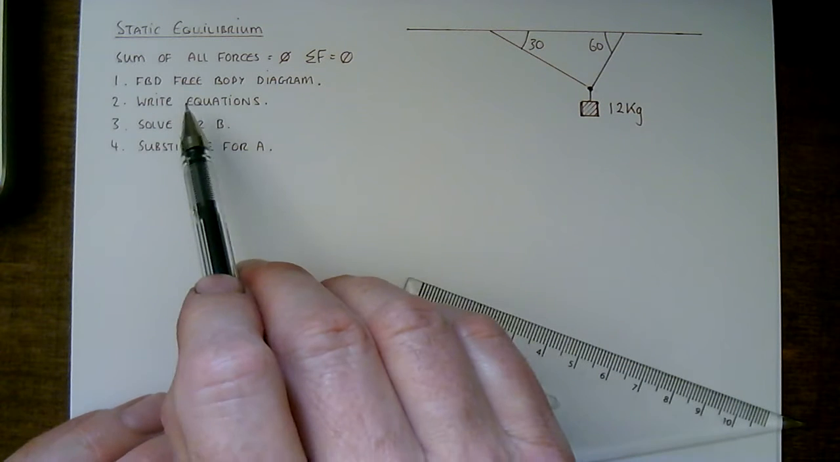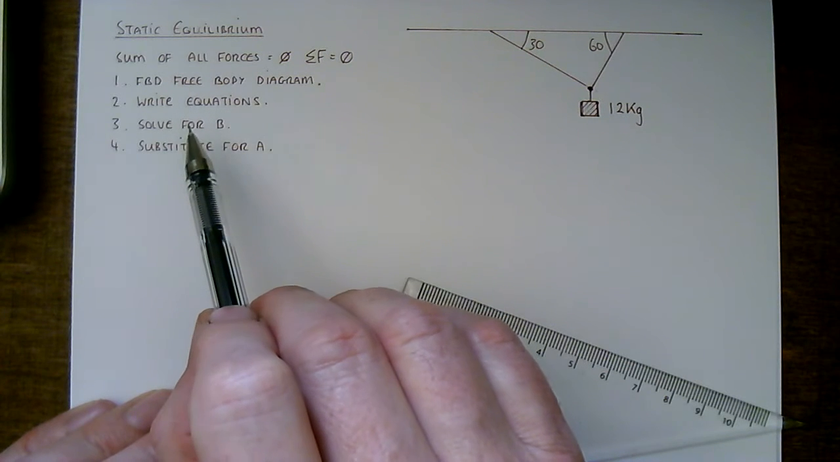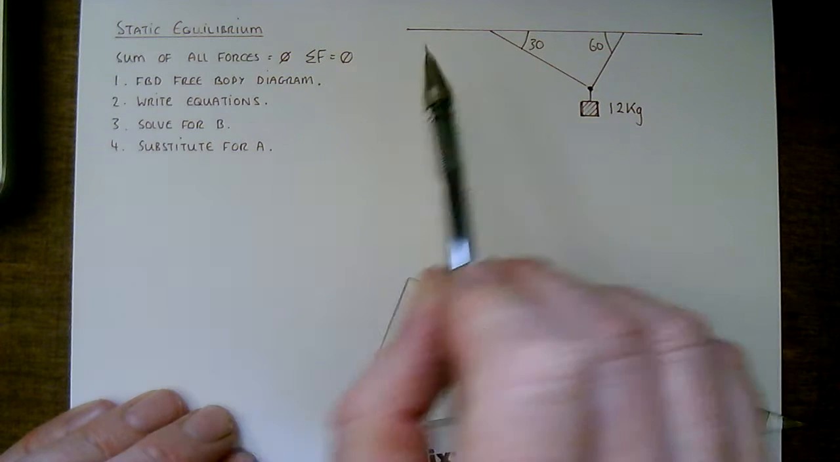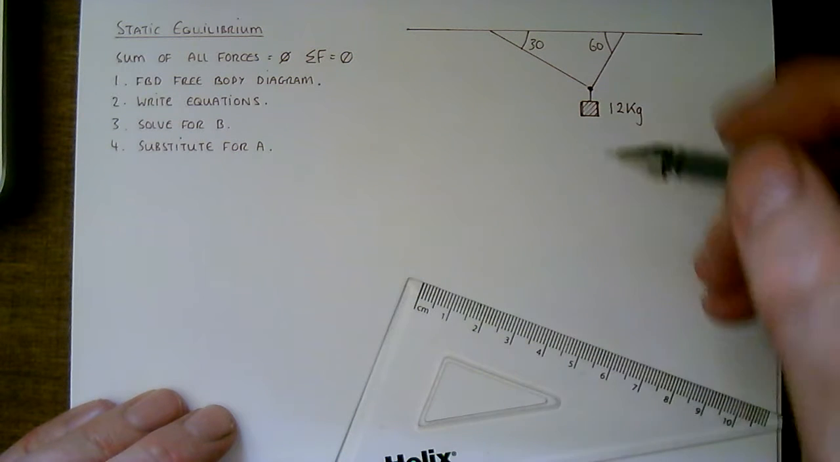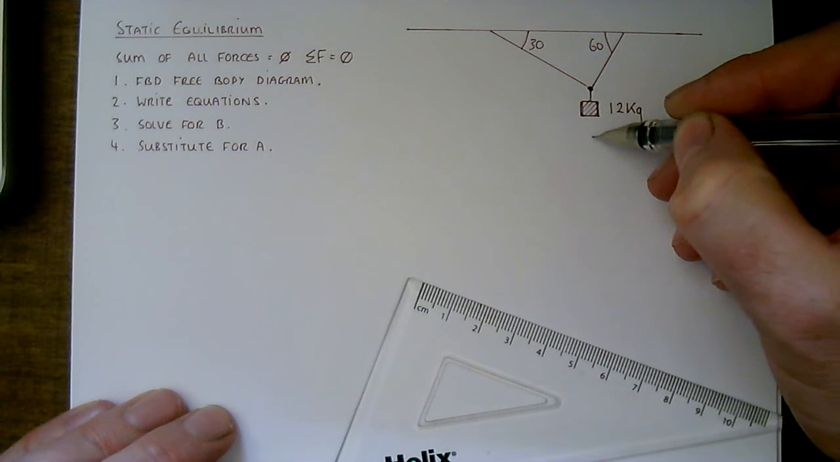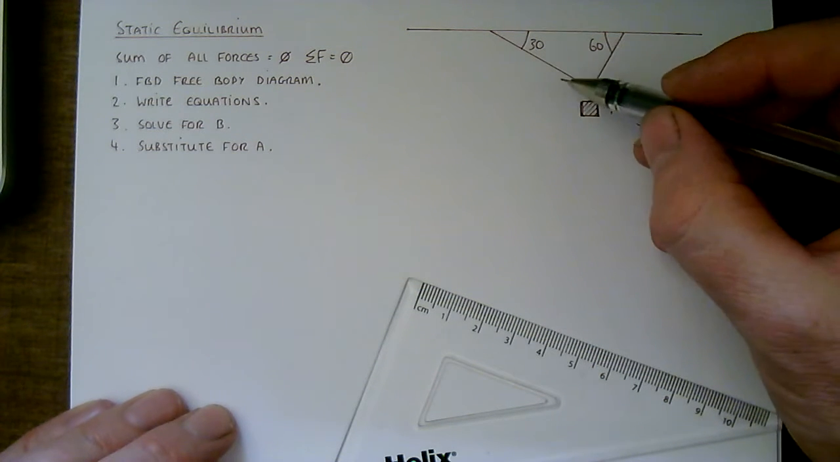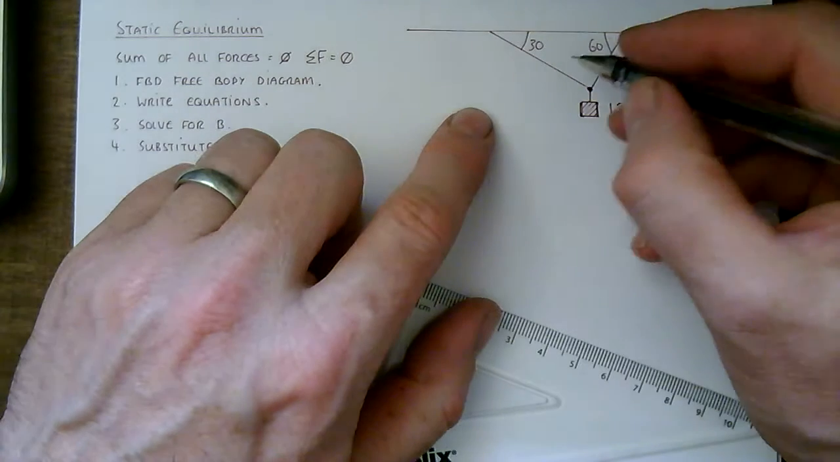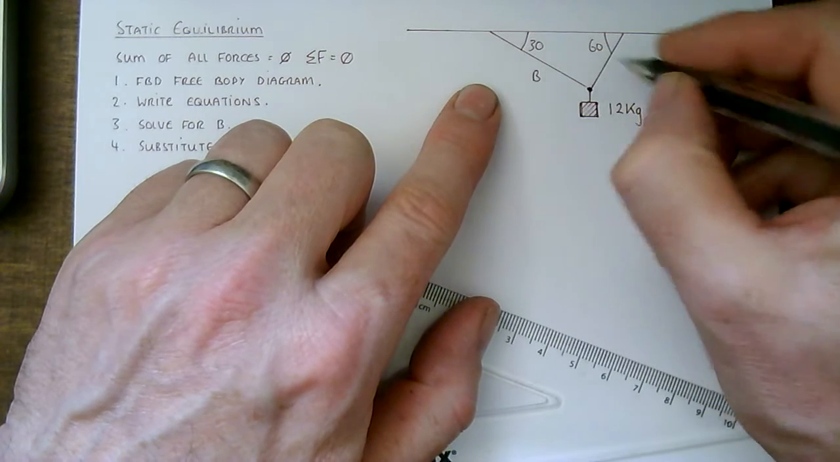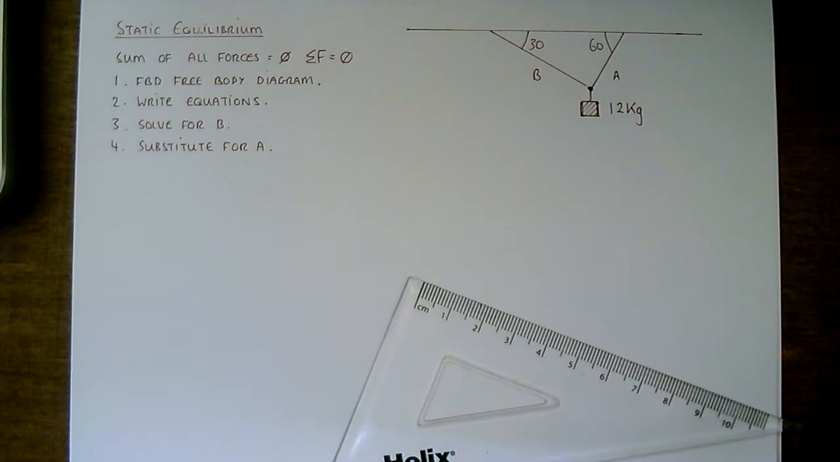So we've written out a number of steps for us to follow. Free body diagram, write the equations, solve for B, substitute for A. So you're going to see how that works in a second. So basically, here's our 12 kilogram mass hanging downwards. This is going to be pulling on this cable and then pulling on this cable. So there's going to be some sort of tension. So we'll call that A and B.